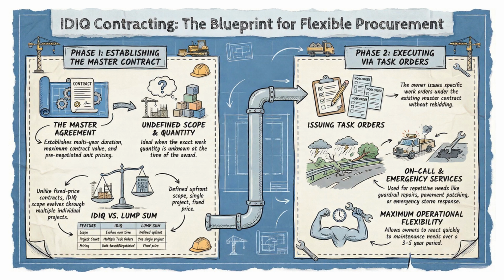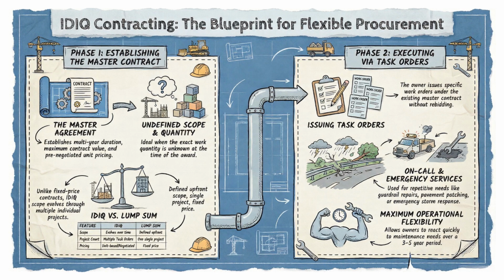Let's talk about IDIQ, indefinite delivery, indefinite quantity. The secret weapon for repetitive work. Phase 1. Establishing the master contract. You create a master agreement that establishes multi-year duration, maximum contract value, pre-negotiated unit pricing. Think of it like a retainer.